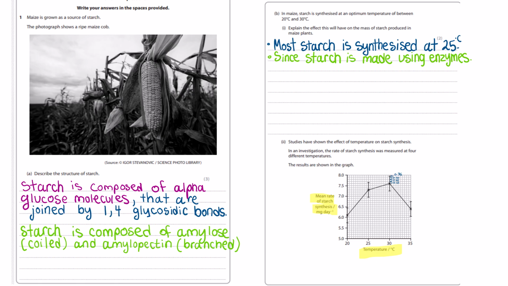Question II. Studies have shown the effect of temperature on starch synthesis. In an investigation, the rate of starch synthesis was measured at 4 different temperatures. The results are shown in the graph. So on our y-axis, we have the mean rate of starch synthesis, milligrams per day, and then we have temperature on our x-axis. So the next question is going to ask us to make a table of this data, and it's going to ask us to look for the standard deviation value at 30 degrees Celsius.